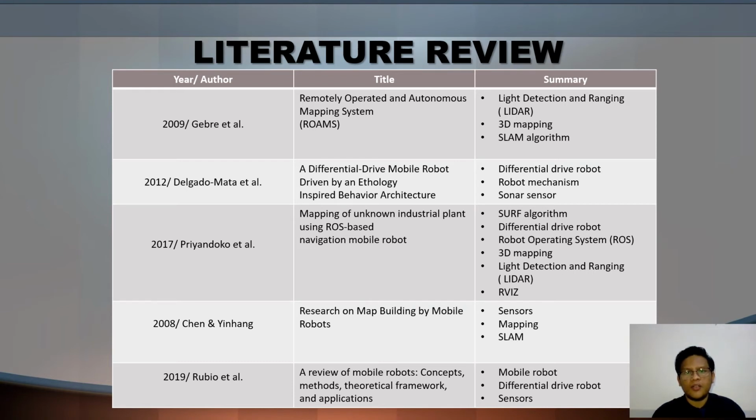Then, based on Priandoko in 2017, research called Mapping of Unknown Industrial Plant Using ROS-based navigation mobile robot, the input that is referred from it is SURF algorithm, differential drive robot, Robot Operating System, 3D mapping, light detection and ranging, and RViz. Other than that, research on map building by mobile robots by Chen and Ying Hang in 2008. The input that is referred from it is sensors, mapping, and SLAM. And the last one is a review of mobile robot concepts, methods, theoretical framework, and applications by Rubio in 2019. The input that is referred from it is mobile robot, differential drive robot, and sensors.